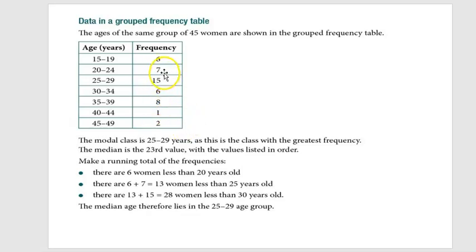So if the class with the highest frequency is 25 to 29, what is the lower boundary of the class before that class? We have 20 to 24. So if we subtract 0.5 from 24, we get 23.5. So we can make a running total of the frequency. There are 6 women less than 20 years old. There are 6 plus 7, that gives you 13 women less than 25 years old. There are 13 plus 15, that gives us 28 women less than 30 years old. And the median age therefore will lie in that 25 to 29 class.